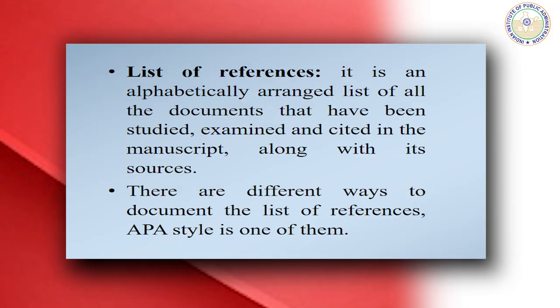Next comes list of references. It is an alphabetically arranged list of all the documents that have been studied, examined and cited in the manuscript along with their sources. There are different ways to document the list of references. For example, APA is one of the styles that is used to write down the references.